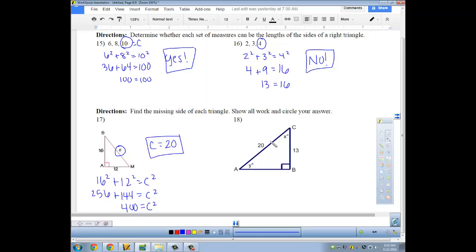Number 18, this time they give me my C. So I could either solve for A or B, it doesn't matter. I'm going to say that this is my A. So you have A squared plus 13 squared equals 20 squared. A squared plus 169 equals 400. Subtract the 169 to get A squared equals 231. Take the square root of that and you will be able to use a calculator to get about 15.2.